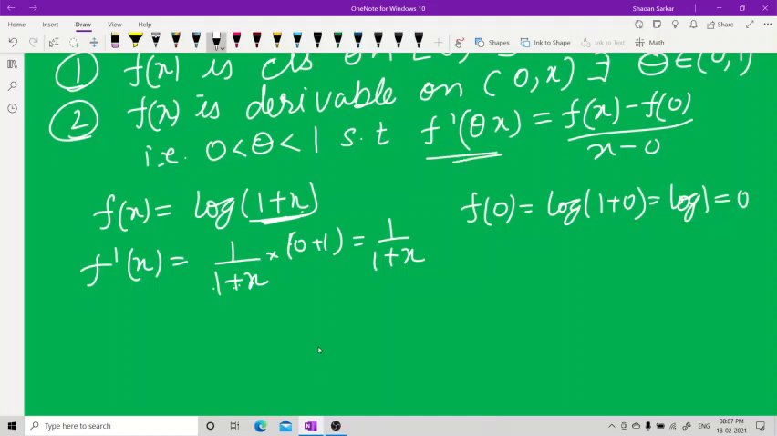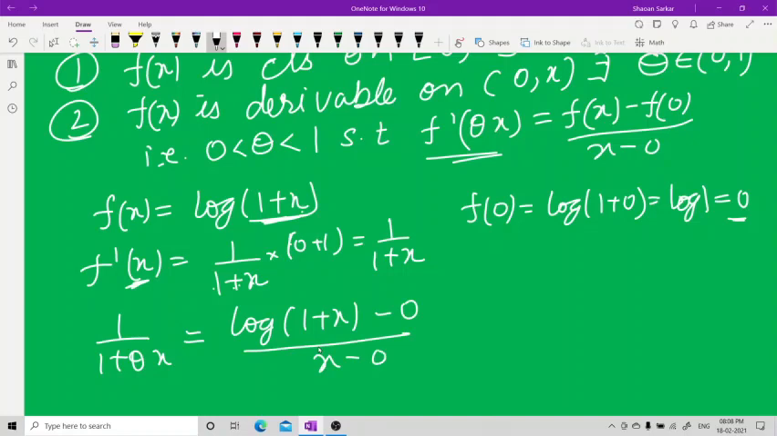Now put here f dash of theta x, so 1 upon 1 plus theta x is equal to log 1 plus x minus 0 upon x minus 0. This is nothing but log 1 plus x upon x. A very, very important point here.